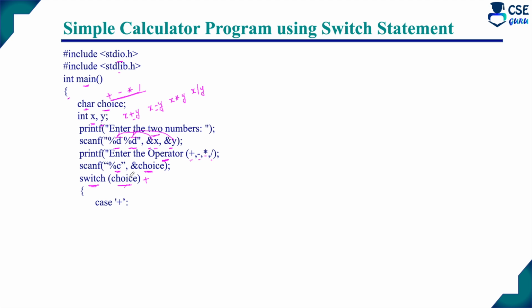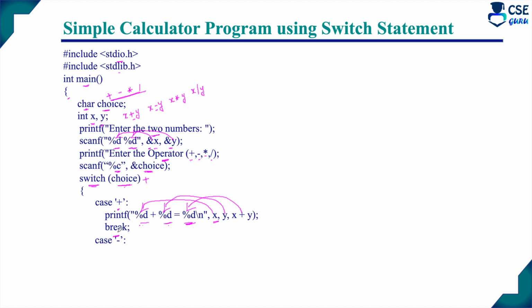Okay, so now case plus, this is for addition. Suppose the choice variable is plus, what does it have to perform? It has to perform addition. That is, the x value and y value will be added and the result will be displayed on the output screen. This %d will hold the x variable, this is for the y variable, and this is for the result, that is the sum. Okay, so you add both, display it on the output screen, and then break.